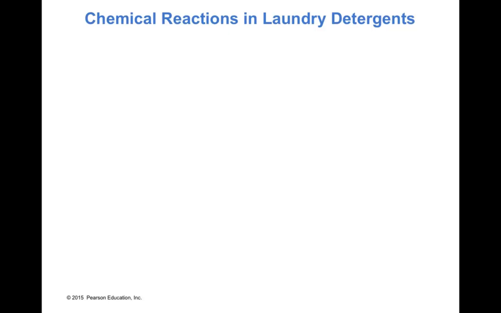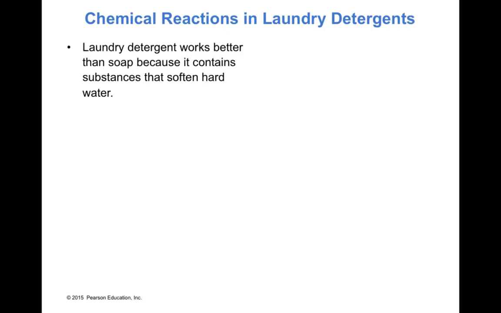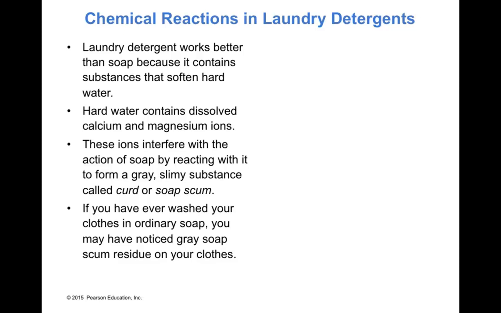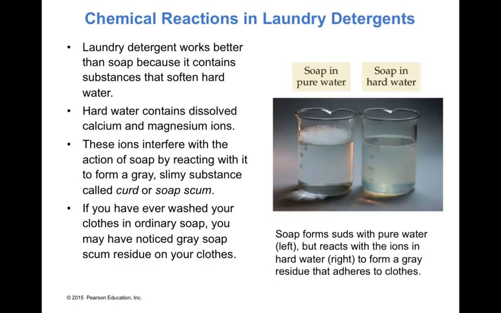Laundry detergents are also another example of a chemical reaction. Laundry detergent works better than soap because it contains substances that soften hard water. Hard water contains dissolved calcium and magnesium ions. These ions interfere with the action of soap by reacting with it to form a gray, slimy substance called curd or soap scum. If you have ever washed your clothes in ordinary soap, you may have noticed gray soap scum residues on your clothes.